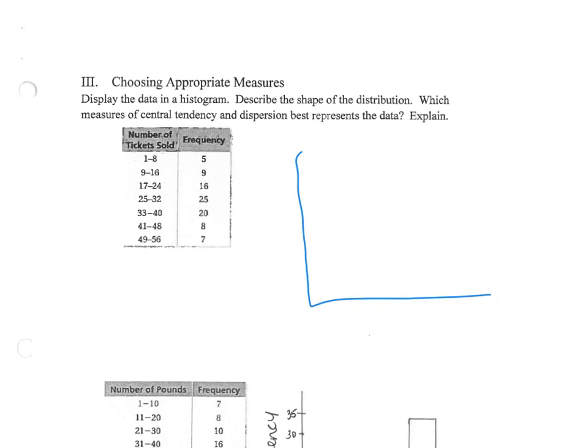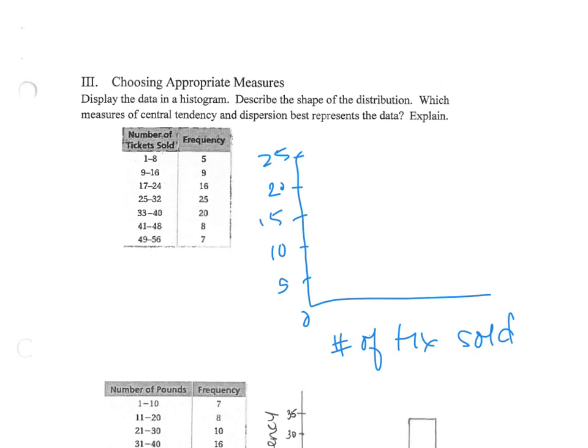Okay, so number of tickets sold. Your frequency is going to go on your y-axis. For this one, you're going from a low number of 5 to a high number of 25. My suggestion would be to count by fives. So you always start at 0, and then you'll go 5, 10, 15, 20, 25.